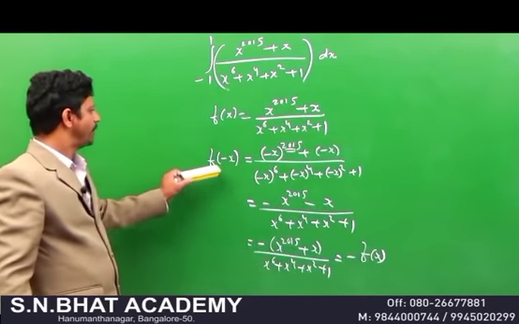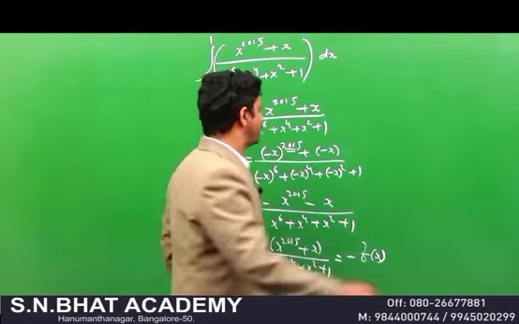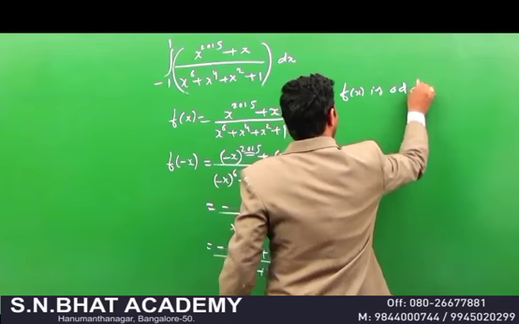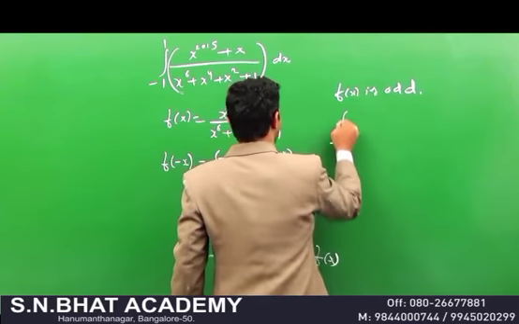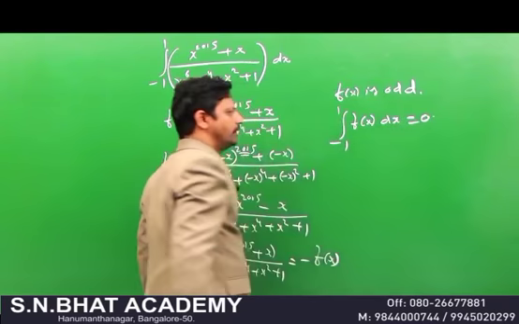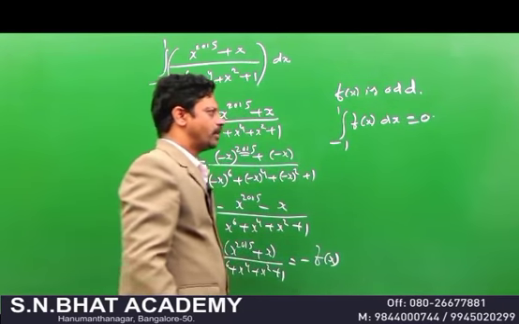So we have established that f of minus x equal to minus f of x. This shows that f of x is an odd function. Because f is an odd function, integral from minus 1 to 1 of f of x is 0. So the answer is 0, which is option 1.